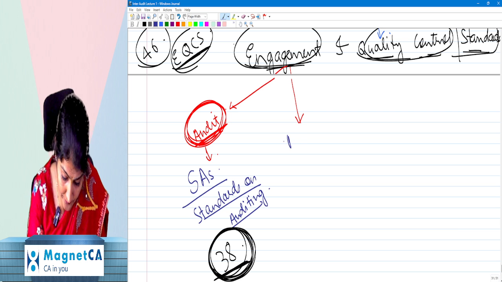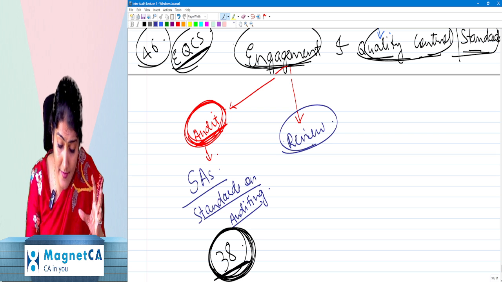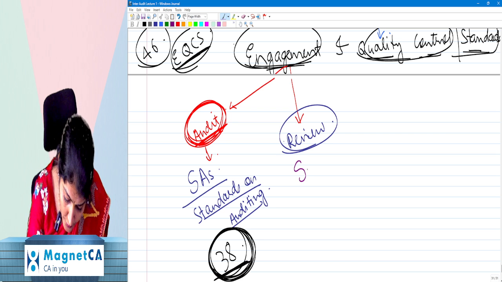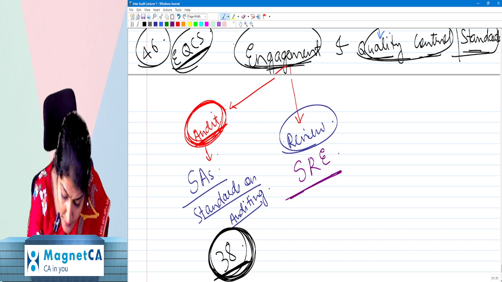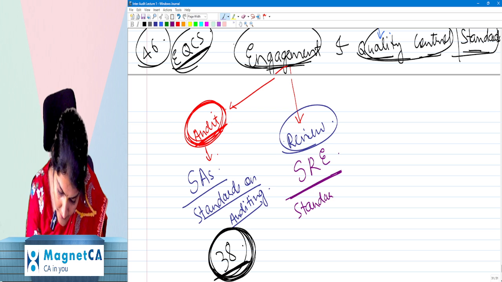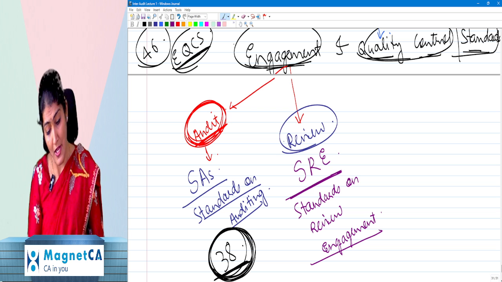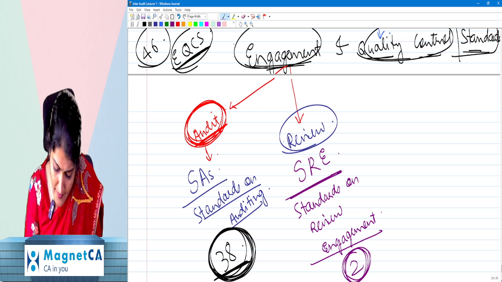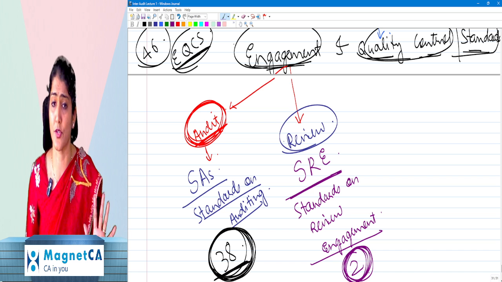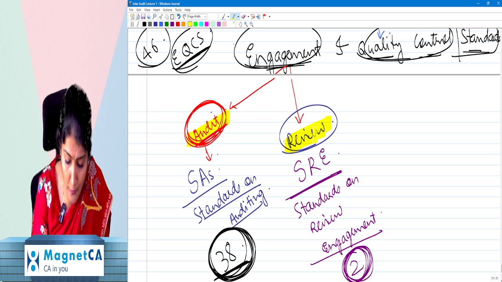Then apart from audit, the other type of engagement for which a CA could be appointed is to do a review. What is a review? I'll come to that. But when a CA is appointed to do a review, he needs to follow the standards on review engagement, SRE. This is all there in chapter number 1. This is not extra knowledge. How many standards on review engagement are there? Just two.